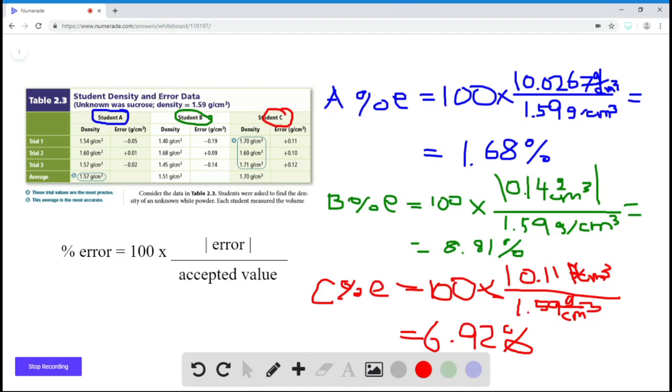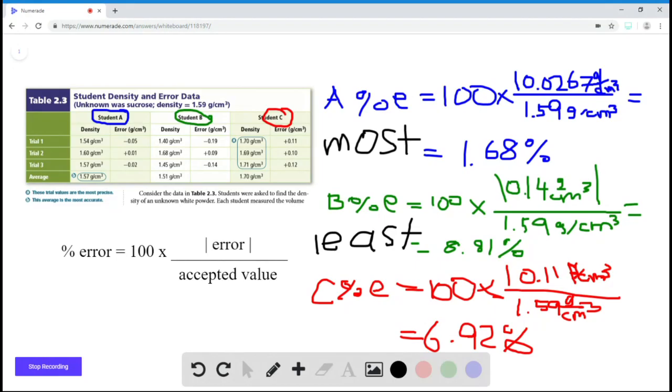So now, again, the question asks you specifically which student is going to have the value that is the most accurate and which is the least accurate. Now we can look at these calculated values and see that student A is the most accurate because they have the lowest value for percent error. And B is going to be the least accurate because they have the largest value of error.